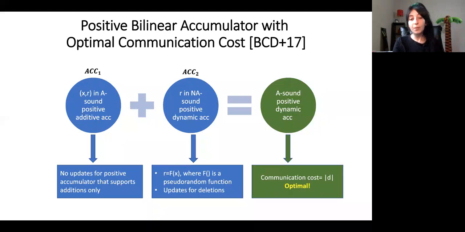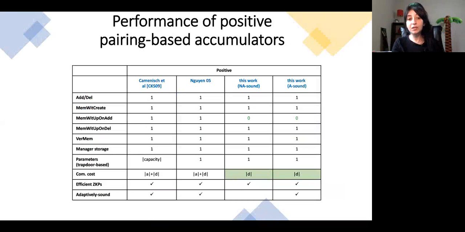And in our paper, we give an instantiation for accumulator 2 in the bilinear pairing setting. And for accumulator 1, you can picture any compatible signature scheme where you add elements by signing them. So as you can see, we don't need to update witnesses during additions, and we don't need to communicate updates during addition, so we get the optimal communication cost. Everything else remains constant.